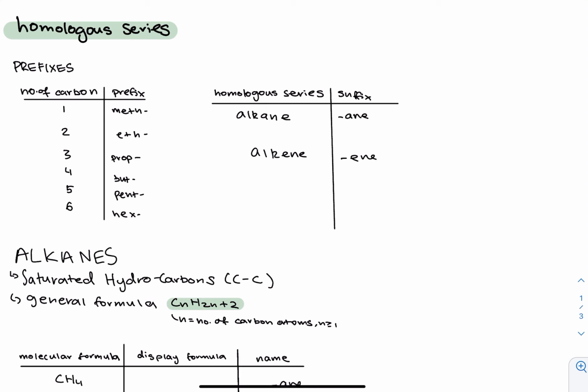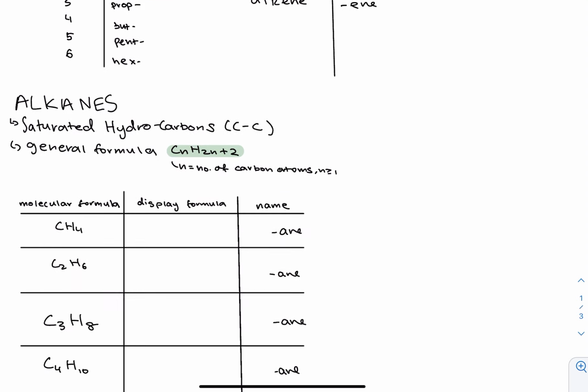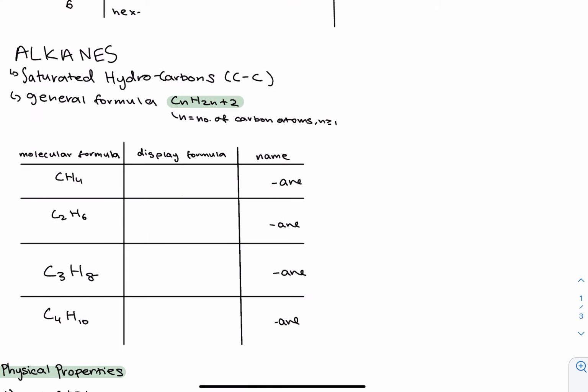So now we're going to start by looking at alkanes. So alkanes are saturated hydrocarbons. This means they have a single carbon-carbon bond. And the general formula for alkanes is CnH2n+2, n being the number of carbon atoms, which has to be greater or equal to 1. So let's look at 4 examples in the alkane series.